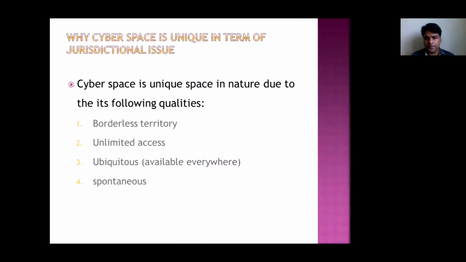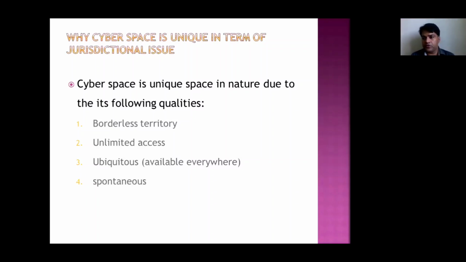Now, these unique features of cyberspace include, first, that cyberspace is considered a borderless territory. Because it is a borderless territory, in the physical space the most effective mode of jurisdiction which is applied is the territorial jurisdiction. But the territorial jurisdictional rule cannot be applied in the same sense in cyberspace, the reason being that cyberspace is not limited as we talk about the real world or the physical world. Second is that cyberspace has unlimited access.